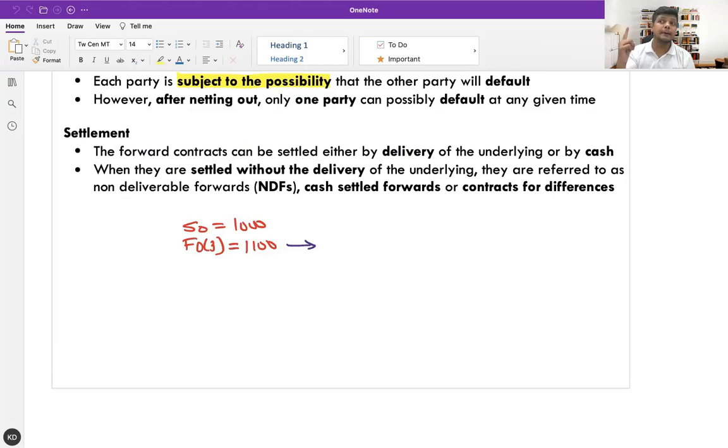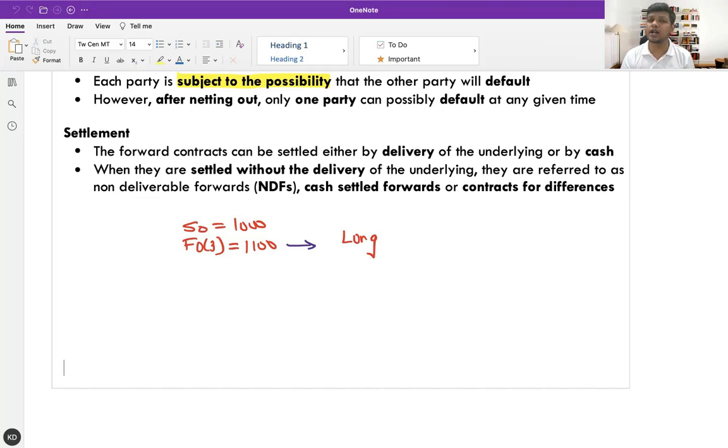You wanted to what? Buy or sell? Come on. What did I say? You wanted to buy the asset in the future, right? What do you mean by buy the asset in the future? It means you want to take which position? Long position. Clear?